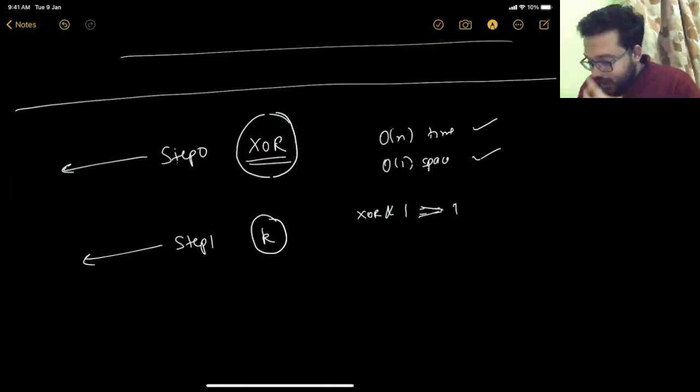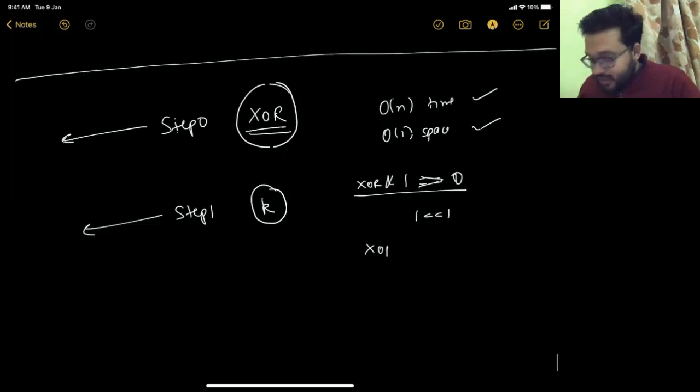This will also take me order 1 space, right? And this will take me order K time, which is essentially nothing but order of 32 or 64. Is that clear, guys? Till now I have done 2 steps. I have not taken any extra space.